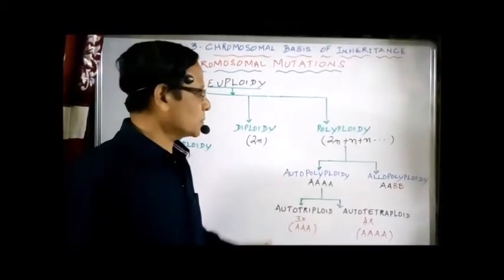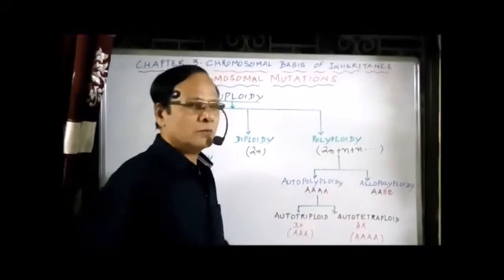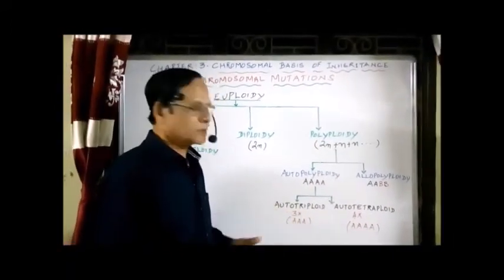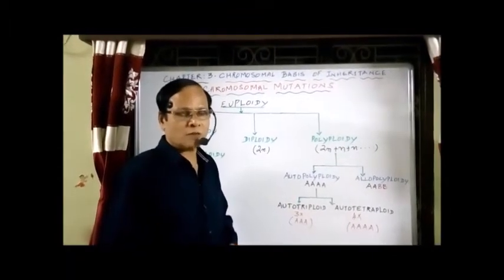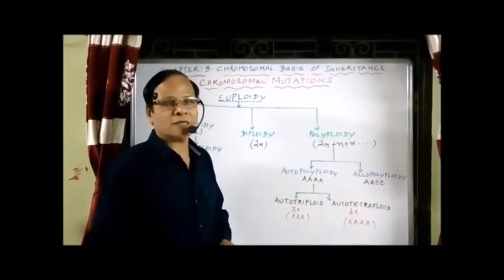Now let's go on to what polyploidy is, what the types of polyploidy are according to the syllabus, and the examples also, and how you can get it artificially or naturally.